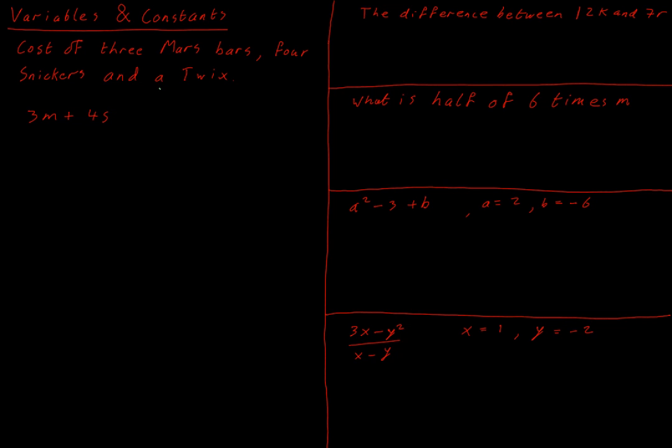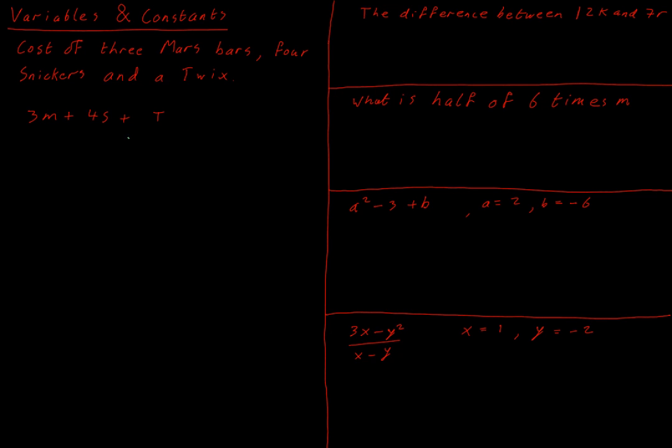But just like in English, where we don't tend to write 1 Twix, we tend to write a Twix. Instead of writing 1 T for 1 Twix, we tend to just write T for a Twix or for 1 Twix. You won't lose marks for putting in a 1 here, but in general we don't write it that way. So I'm going to remove that there. We're going to have just T for Twix.